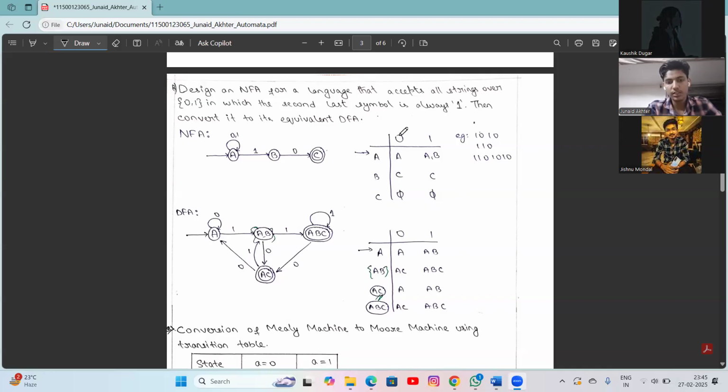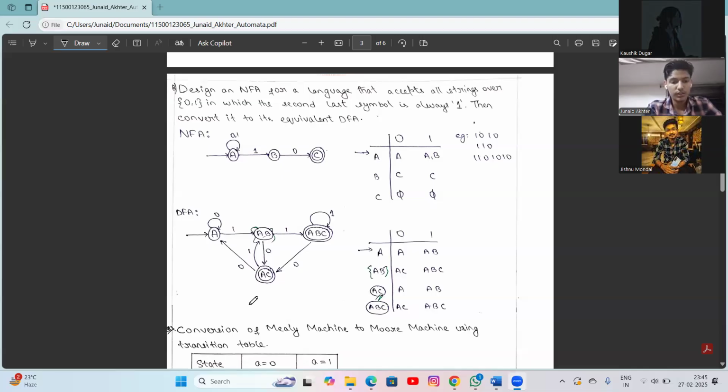So here we can see in the diagram, it starts with A. If 0 comes, it will stay in A. If 1 comes, it can stay in A, or it can go to B. For state B, if 0 comes, it will go to C. If 1 comes, it will also go to C.